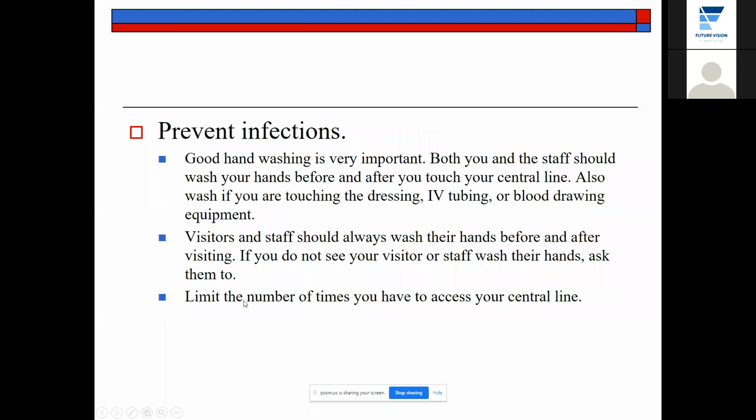Hand washing, as we said, it's very important to practice good hand washing. Also, the visitors and the staff should always wash their hands before and after visiting, and limit the number of times you have to access your central line. Also I try as much as I can not to touch the central line too much or put my hands on it, because the risk of infection will increase more and more.